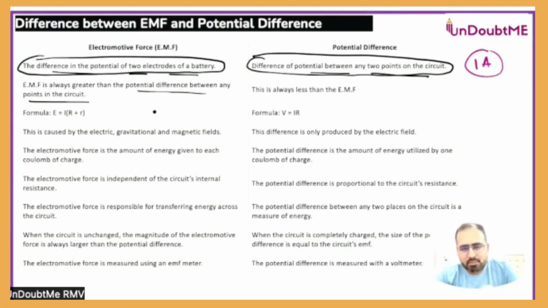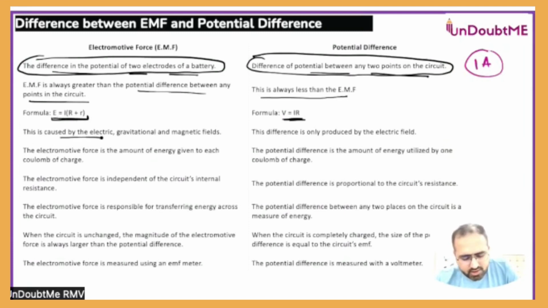And then when the battery supplies the voltage in the circuit, it will be lesser because of the internal resistance. That can be seen in the formula itself: E is equal to IR plus Ir. Just imagine this r is not there. Then EMF will be the same as the potential difference supplied by the battery. But right now, the potential difference across the battery will be IR, and the EMF will be IR plus Ir. Potential difference is always less than EMF. The reason we have already discussed.